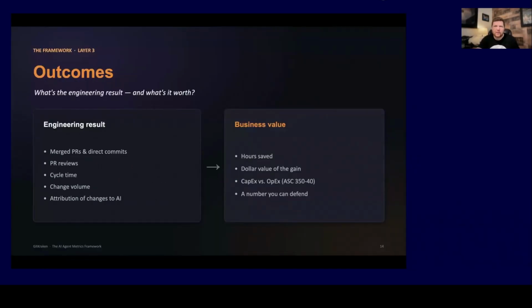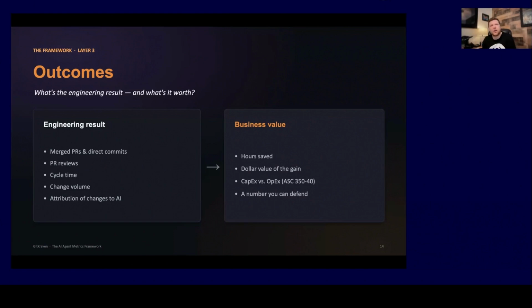And then the third layer is outcomes. And this is the one that's really tempting to start with. And on the engineering side, it's merged PRs, direct commits, reviews, cycle time, change volume, and critically, attribution. How much of all of the change in our engineering organization is actually coming from AI?